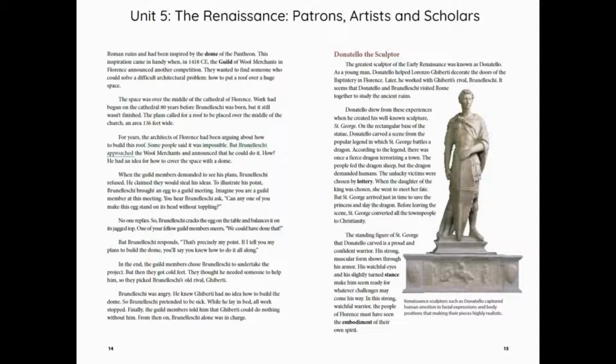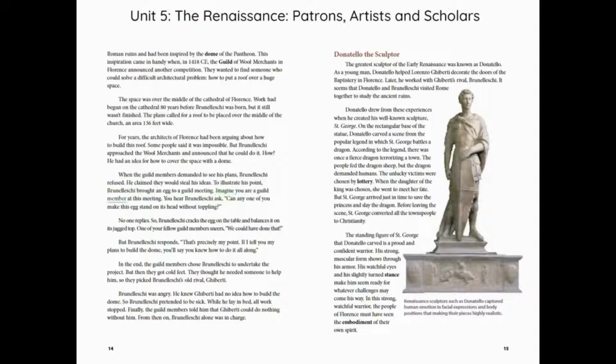But Brunelleschi approached the wool merchants and announced that he could do it. How? He had an idea for how to cover the space with a dome. When the guild members demanded to see his plans, Brunelleschi refused. He claimed they would steal his ideas. To illustrate his point, Brunelleschi brought an egg to a guild meeting.